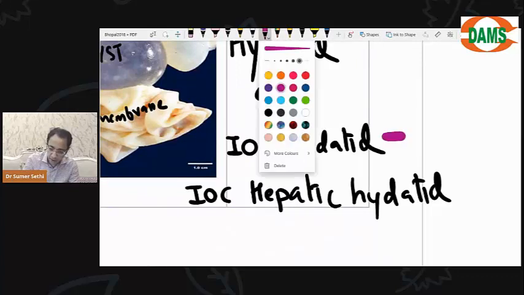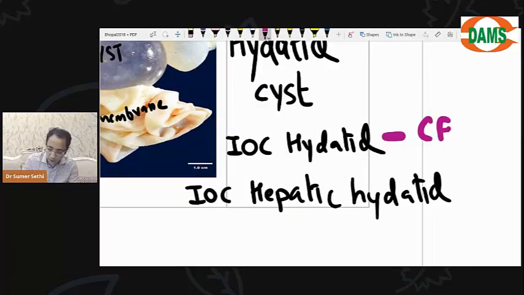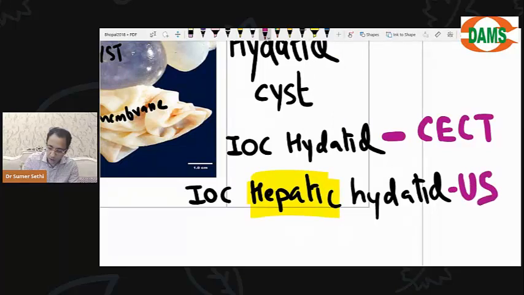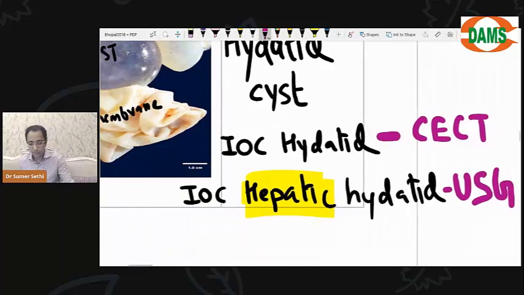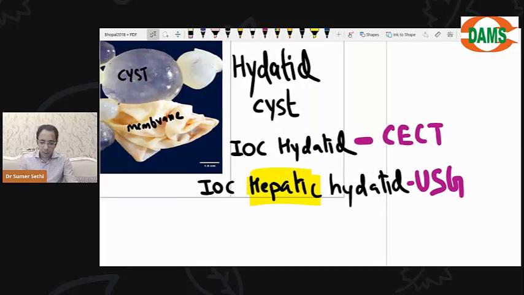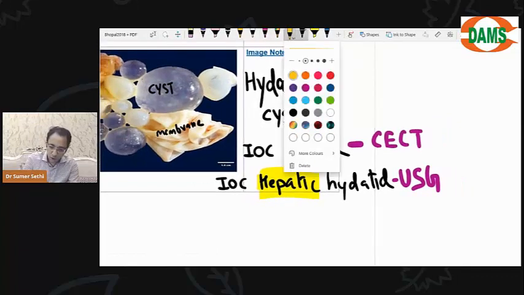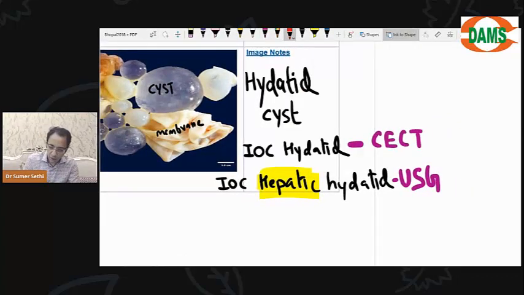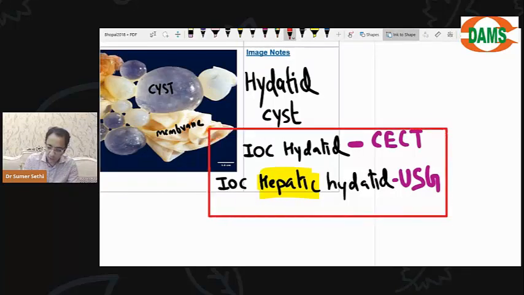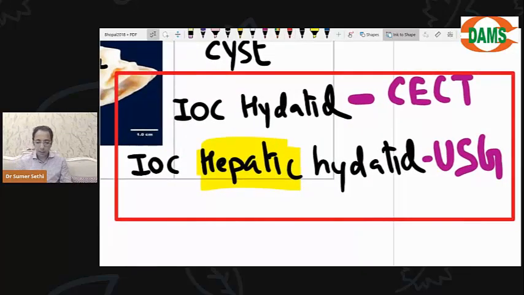For hydatid, the IOC is contrast enhanced CT, but if they mention hydatid in the liver, then I'm happy to go even with an ultrasound. I'm able to see it on an ultrasound. Many people get confused in this question. Let's see how many of you can tell me when I say hydatid, which part of the body can have a hydatid cyst? When I say hydatid, it can be anywhere in the body.